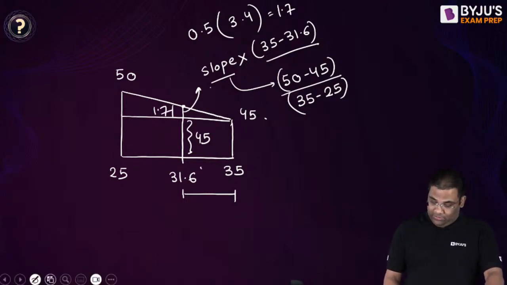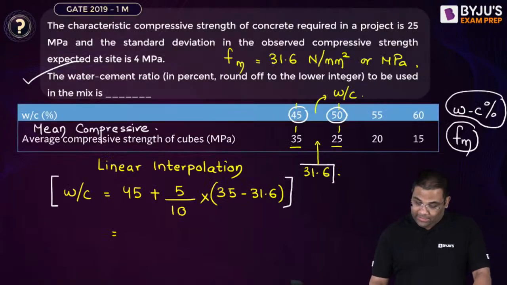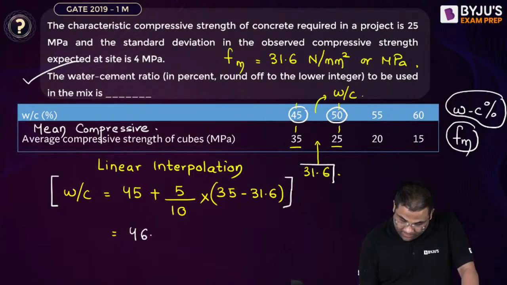And if you have not understood this, please learn linear interpolation. Okay? So, getting 46.7.